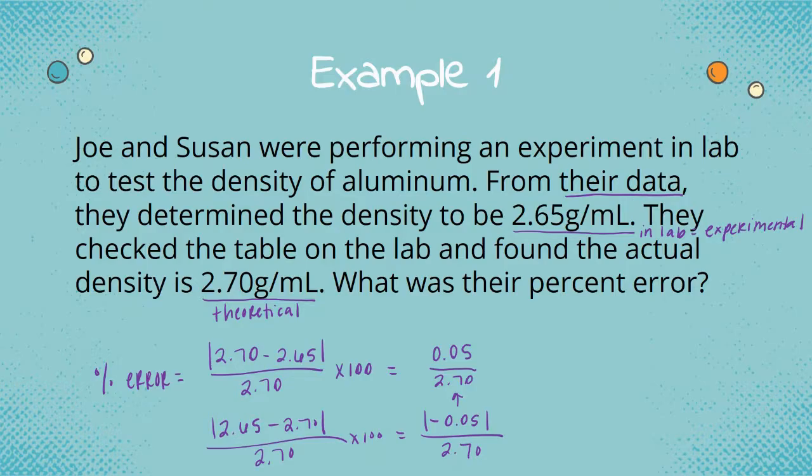So no matter how you set it up, we end up with 0.05 divided by 2.70 and times 100 is going to give us a percent error of 1.85%. I like to just round to 2 decimal places here. I think that's what makes the most sense. So good job, Joe and Susan. That's definitely less than 10%.